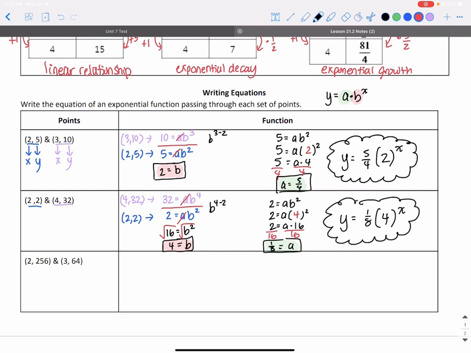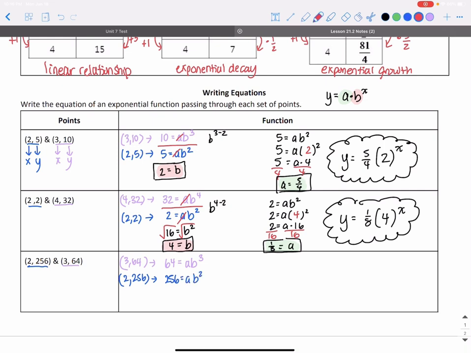I want you to pause this video and try the third one on your own. All right, what you should have done was realize that x is bigger in the second ordered pair, so this is the one I'm going to put on top. So 3 comma 64 gives me the equation: y is 64 is equal to a times b to the third power, since x is 3. Then you take the other ordered pair, 2 comma 256, and create another equation: 256 is equal to a times b to the second power.